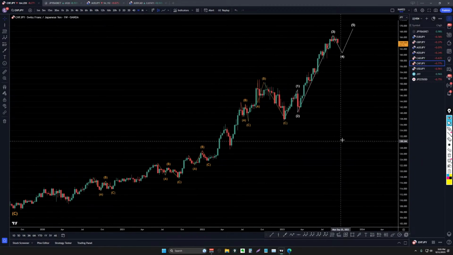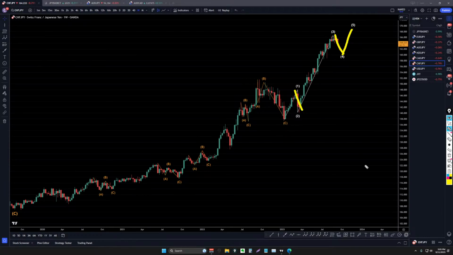And the Swiss yen, this one's a little different just because we're in all-time highs, but it would make a lot of sense for this to go down and make a crescent about the same size as that, and then go up one more time for a wave 5. I think that is what's going to happen.